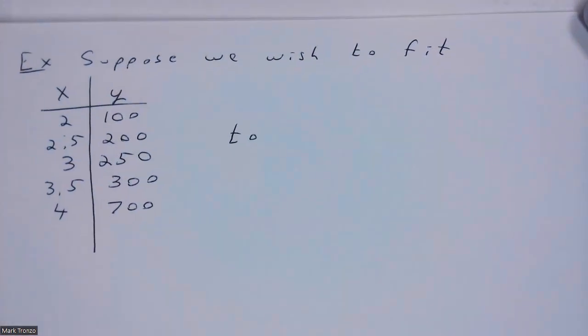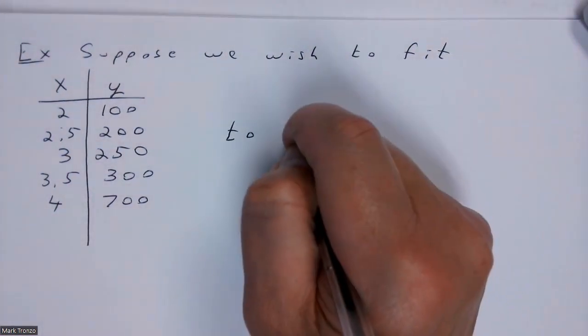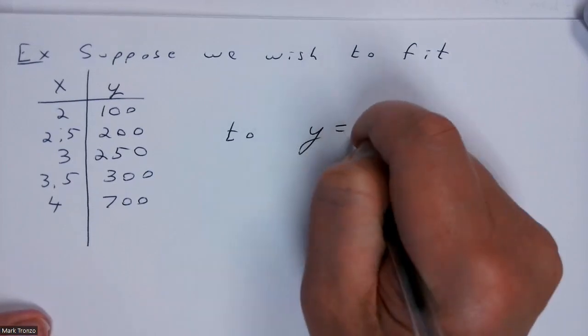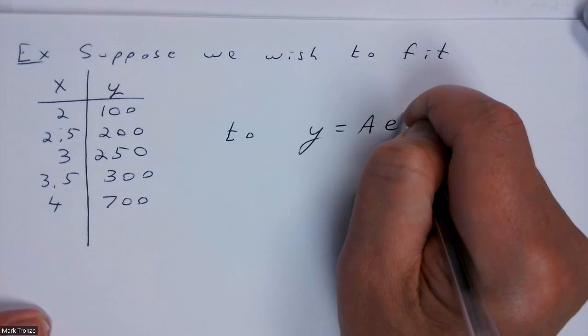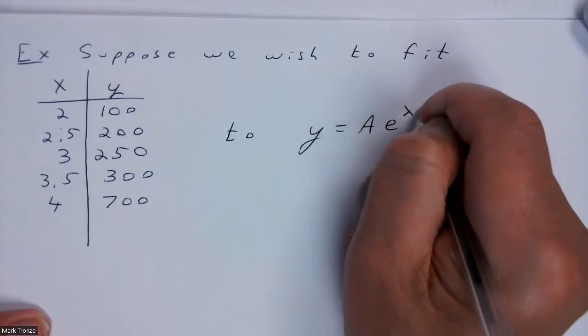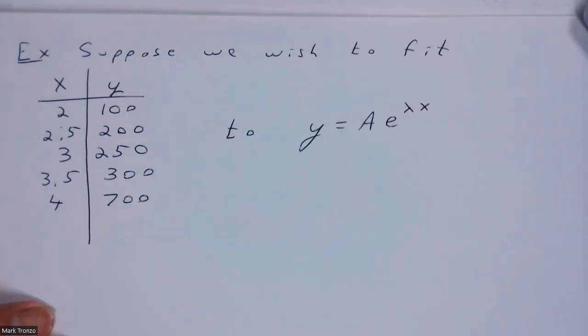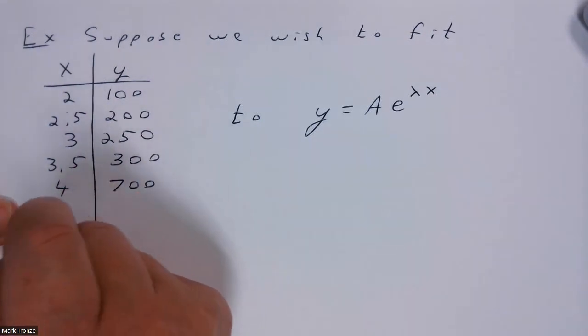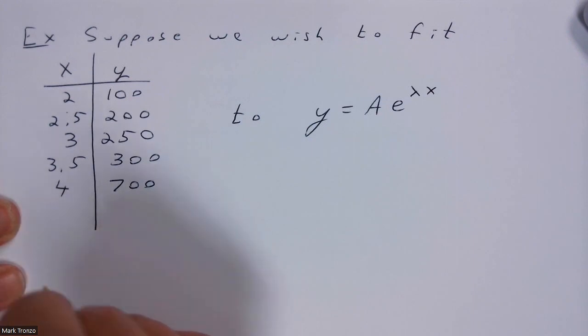So suppose we wish to fit data to an equation like this. Let's say we have y equals A e to the lambda x. Of course, that doesn't look anything like a linear equation. But whenever you have e to the x and you want to get it into a different form, always think of using the log.